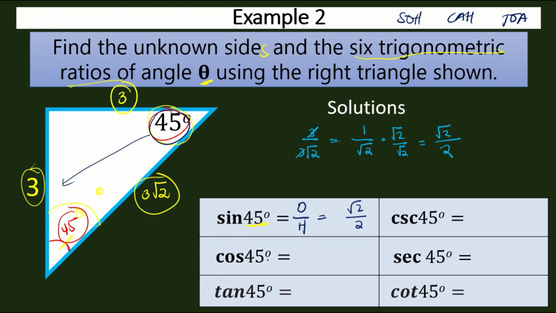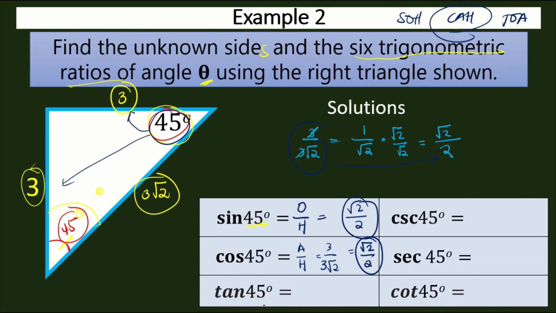Next, ang cosine 45 ay ganun din, di ba? That is the adjacent over hypotenuse. Okay, and then, ang adjacent natin with respect sa 45 degrees is 3. 3 over hypotenuse is 3 square root of 2. Parehas lang siya doon sa sinolve natin kanina, which is square root of 2 over 2. So, cosine 45 is square root of 2 over 2.